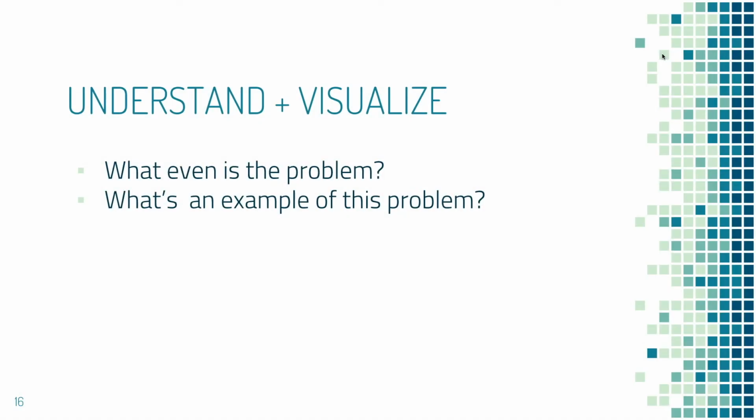So the way that we make an algorithm is first we have to have a problem that the algorithm is going to solve, and we need to understand and visualize the problem. If you don't really understand what the problem you're trying to solve is, you're probably not going to come up with a really great solution. So you may want to ask yourself the questions, what even is the problem? Or what's an example of this problem occurring?